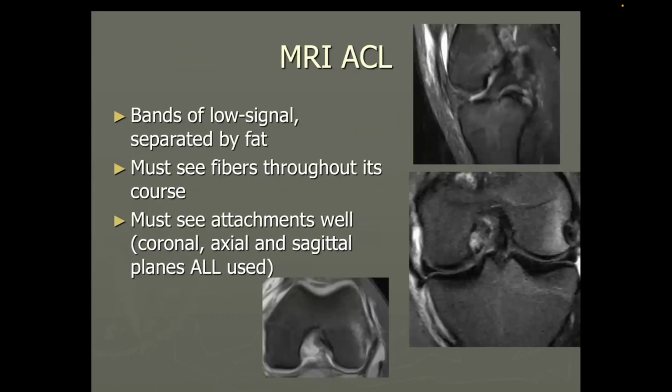So here's the MRI of an ACL. The bands are low signal. They're separated by fat. You must see fibers throughout their course, and you must see attachments in all planes. Okay, so here you see the ACL attaching to the tibia and to the femur.